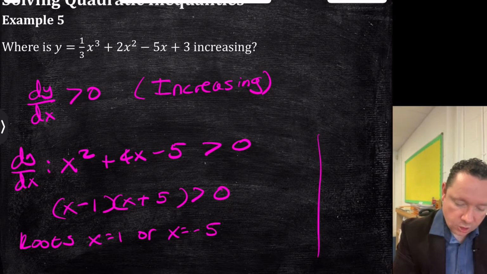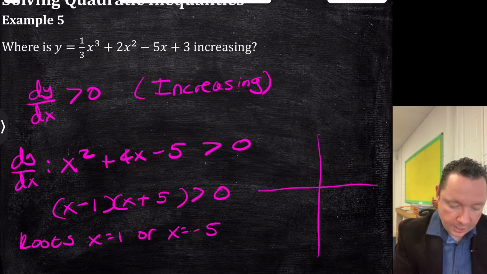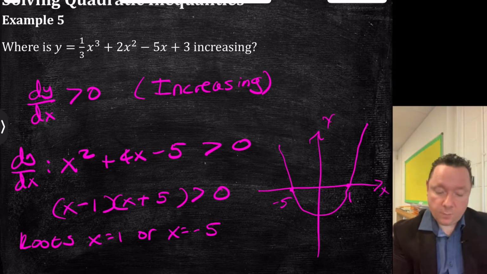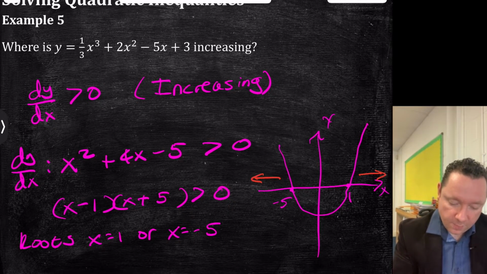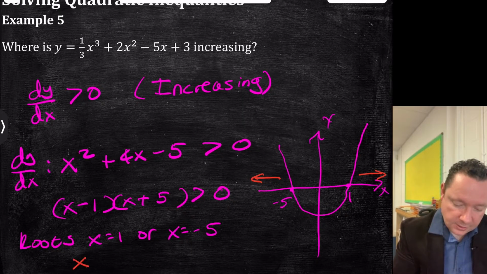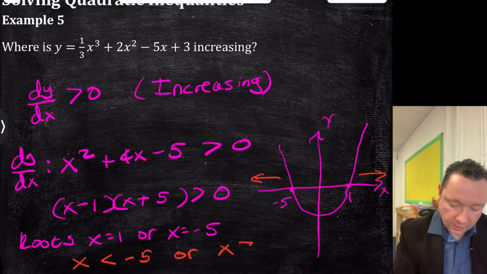So we can draw a picture. It's a positive x squared, so let's put a minus 5 and 1. My pictures are very inaccurate, but it doesn't have to be accurate because it's just a quick sketch. We want it to be greater than 0, so it's above the x-axis. What's above the x-axis? This side, because it keeps going that way, and this side. So that means that x is less than minus 5, or x is greater than 1.